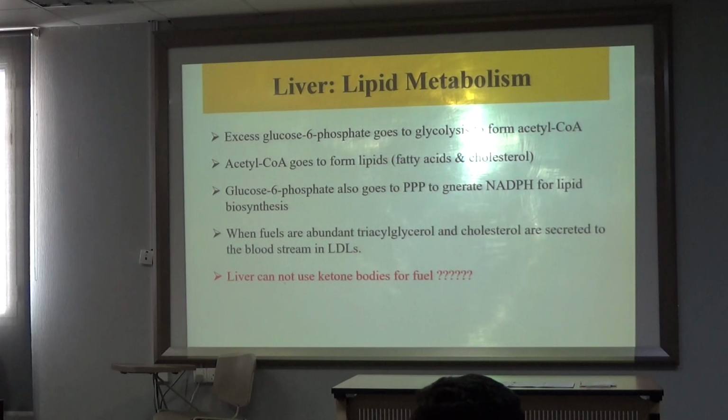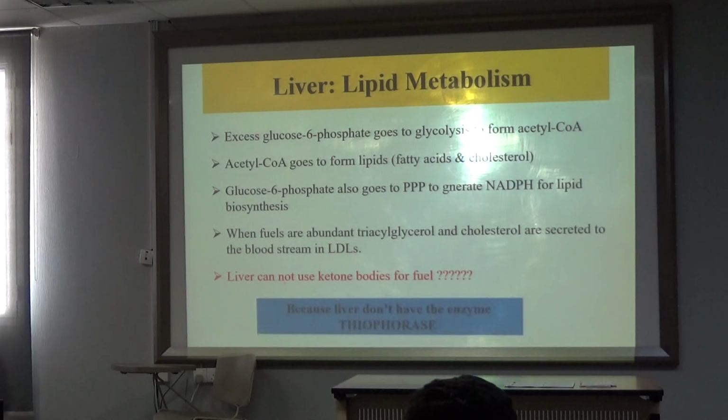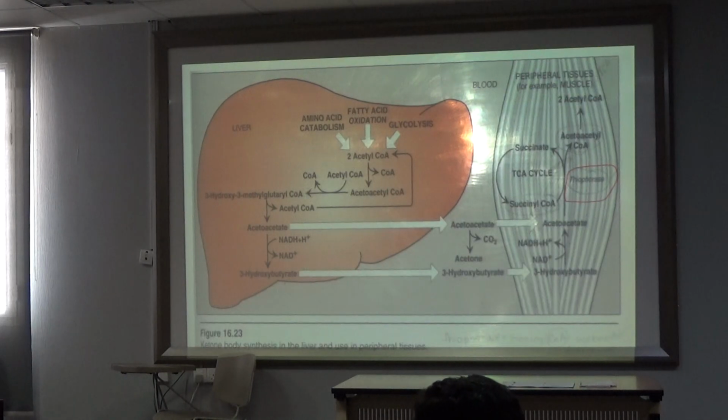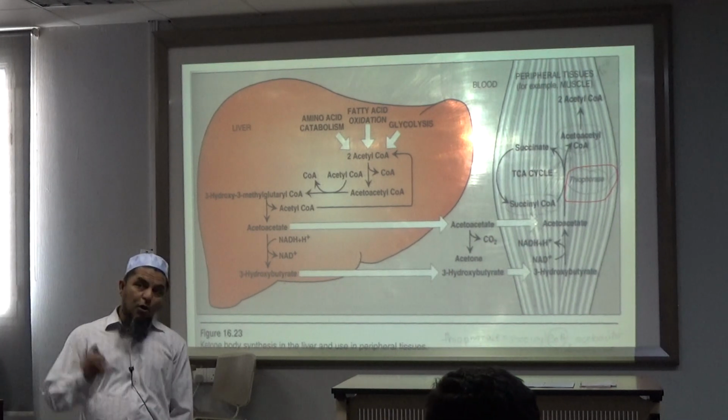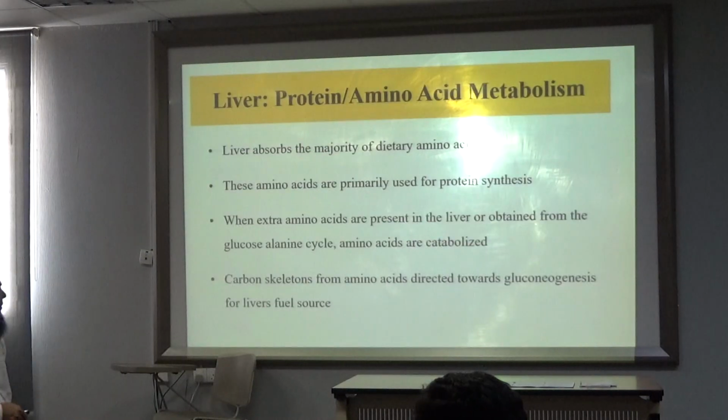It synthesizes ketone bodies, but it cannot use ketone bodies. Here are the ketone bodies: HMG-CoA, acetoacetate, hydroxybutyryl-CoA, but it cannot use these ketone bodies because the enzyme thiophorase is deficient here, and this is present in the muscles. So the ketone bodies go to the muscle and are utilized there, or they go to the brain and are utilized in the brain.